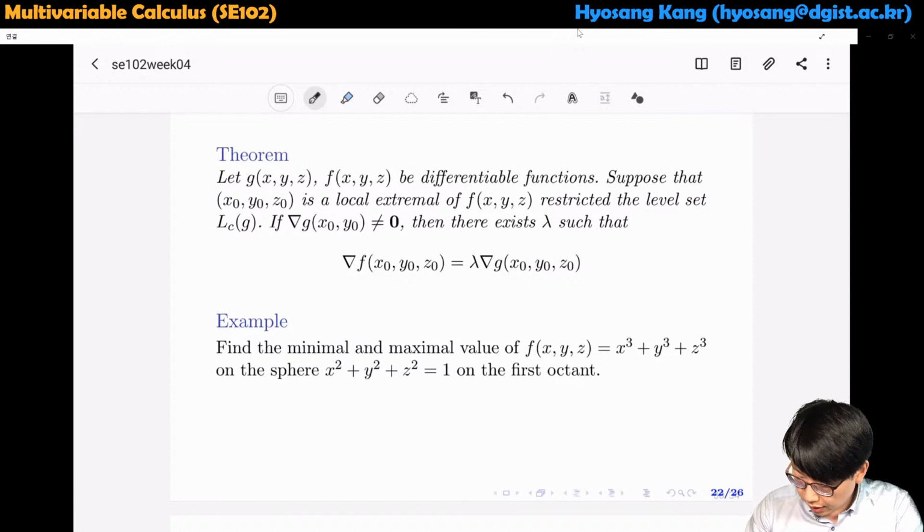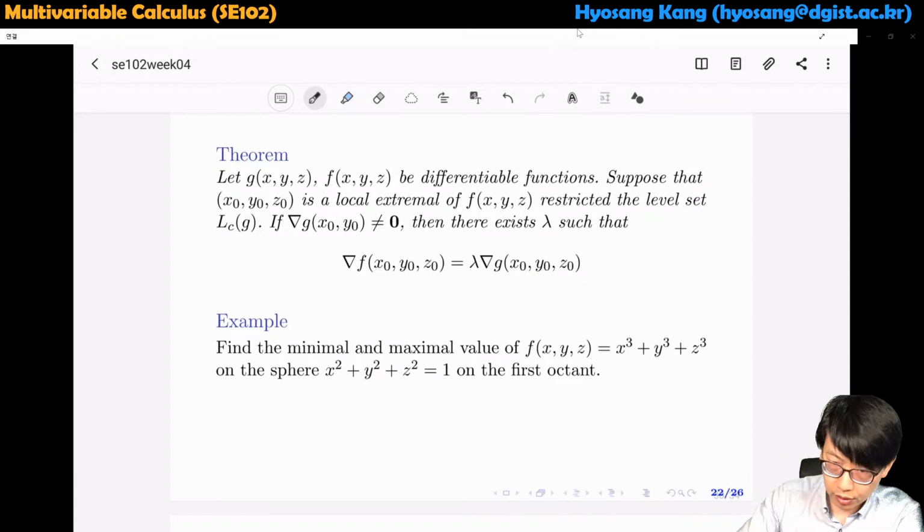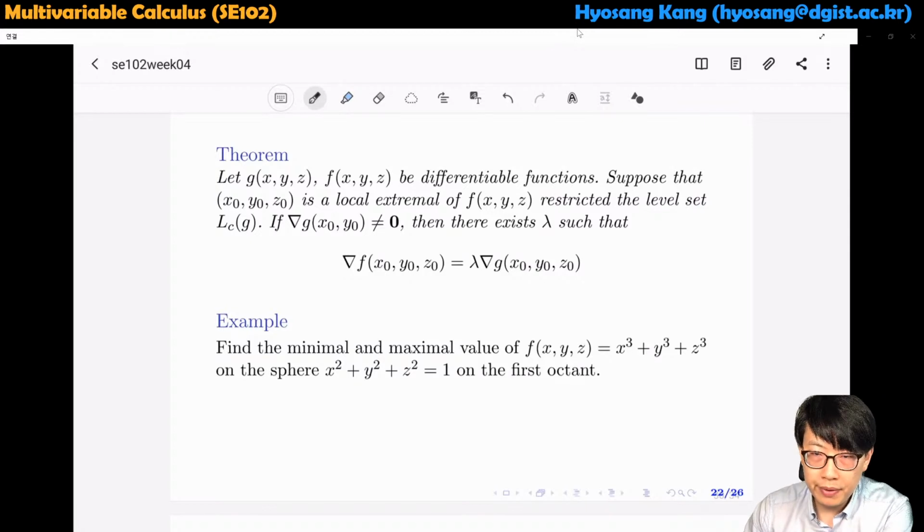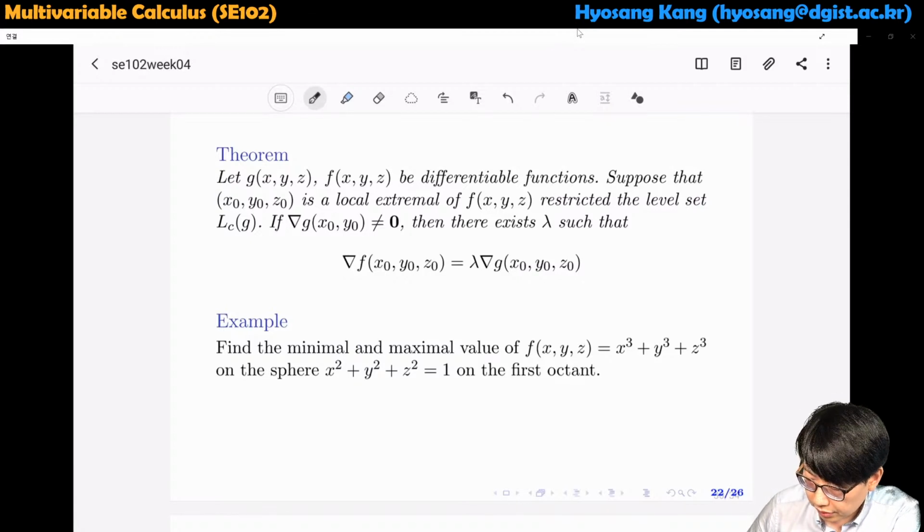Alright, so let's look at another version of Lagrange multiplier. Once you know the Lagrange multiplier on a 3 variable function, you can increase that number of variables to an arbitrary number, but in practice, this 3 variable function version is the most useful.